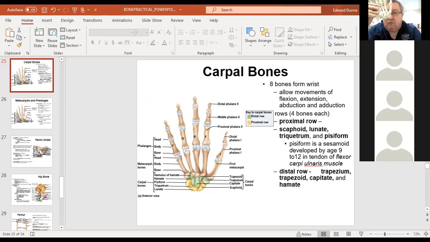The proximal row of carpal bones going from the thumb side is the scaphoid, the lunate, the triquetrum, and the pisiform. Let me get my pen out here somewhere. Come on, Mr. Pen. There you go. All right.